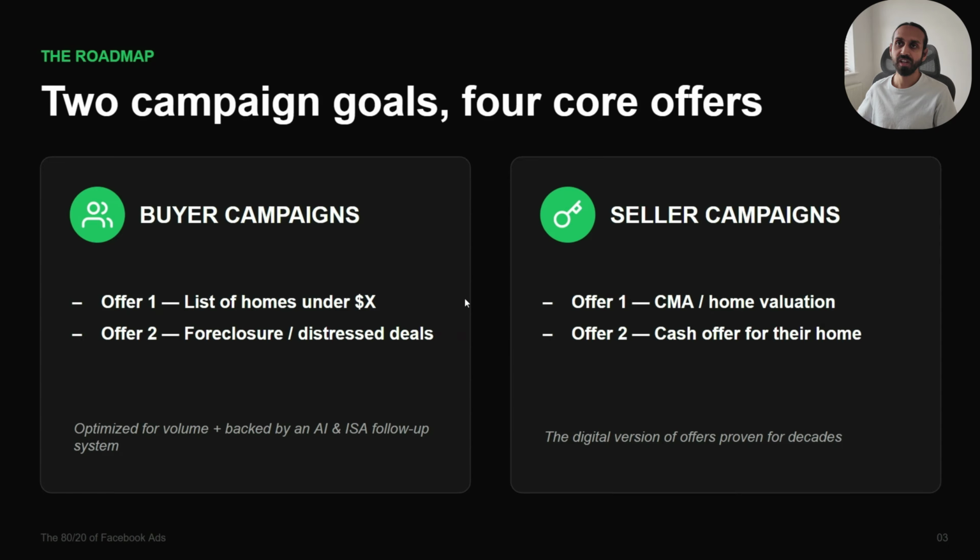So firstly, when it comes to buyer campaigns, the first offer is a list of homes under a certain price point. The second offer is a list of foreclosure or distressed deals. When it comes to seller campaigns, the first offer is CMA or home valuation type offers, and the second offer is a cash offer for the home.